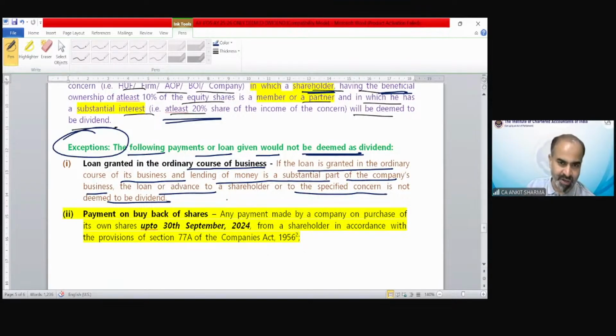Payment on buyback of shares. You must remember, up to 30th September 2024, if the shareholder received anything on buyback, the company needed to pay tax at 23.296% rate. In the hands of the shareholder, that was exempted, I guess under section 10(34A), I think. So in case of buyback of shares, if the shareholder receives any payment, then it would not be treated as deemed dividend. It would be treated as deemed dividend if it has been received on or after 1st October 2024. So we have already gone through this provision.